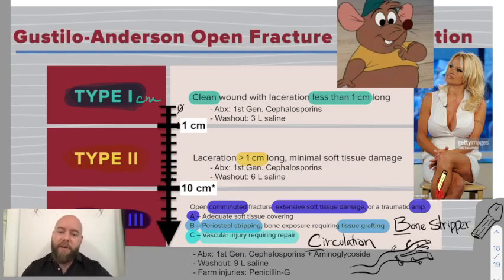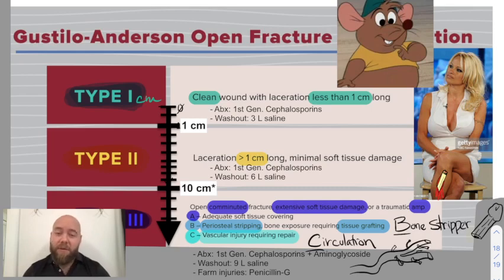Okay, this is the Gustilo-Anderson classification, which is really high yield. You have to know it, and I've included some other high yield topics within this, so it's going to be a little long. But first, in order to remember that, we have Gus here from the movie Cinderella. And Gus is this innocent, cute little guy, and he's paired with someone not so innocent from a different show with a different woman, but Pamela Anderson, if you remember her.